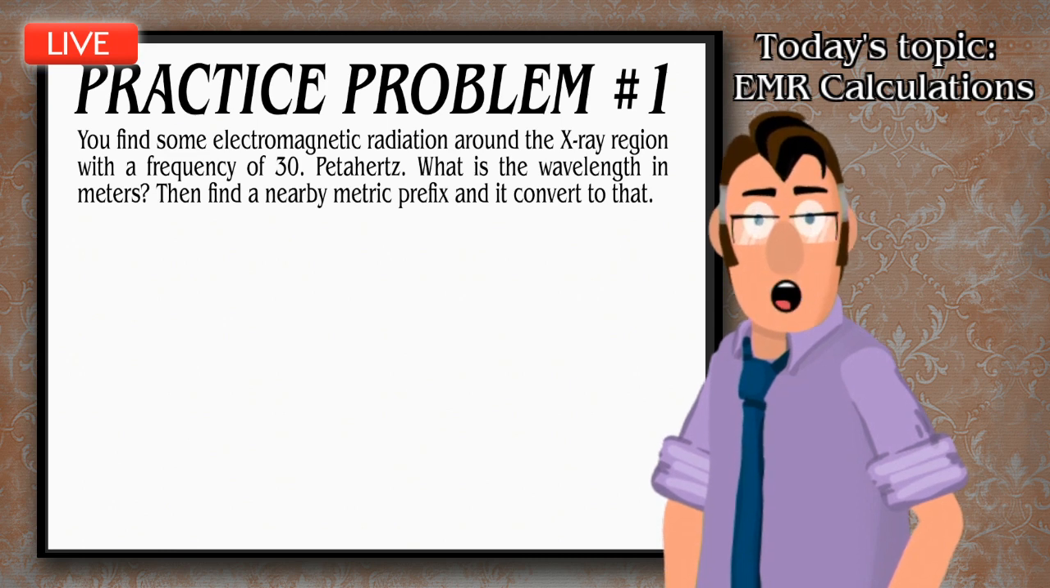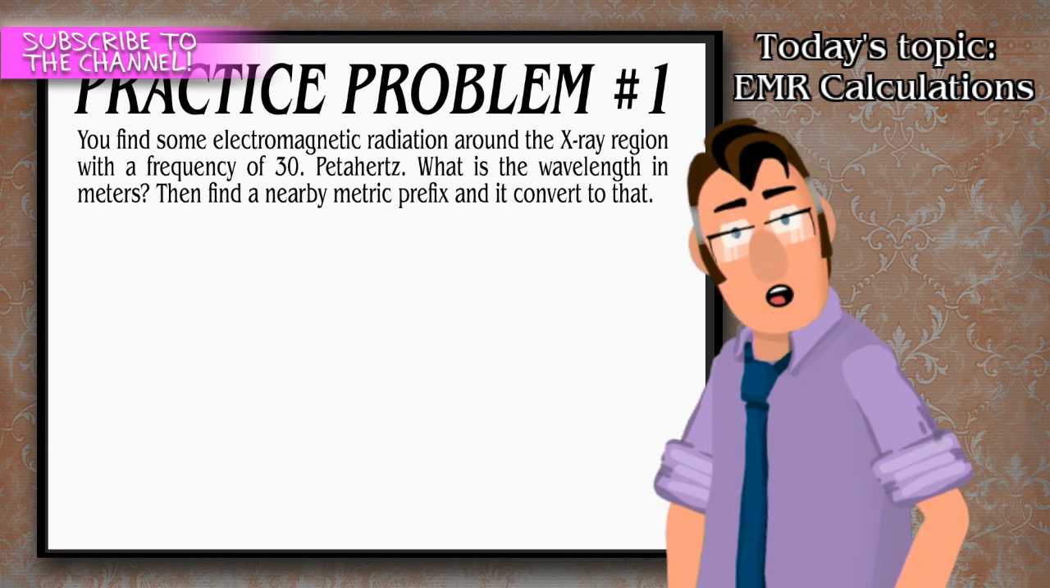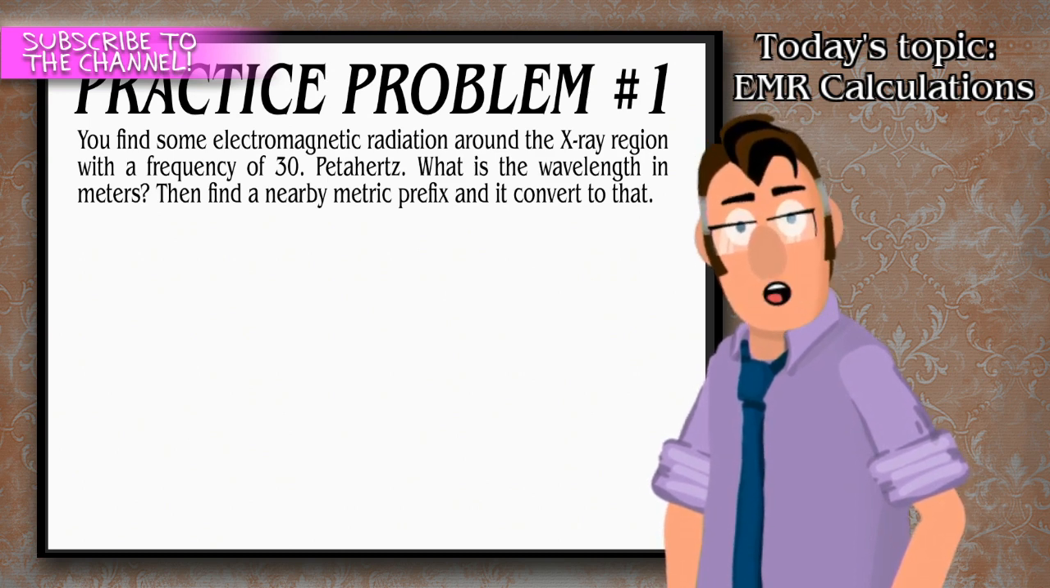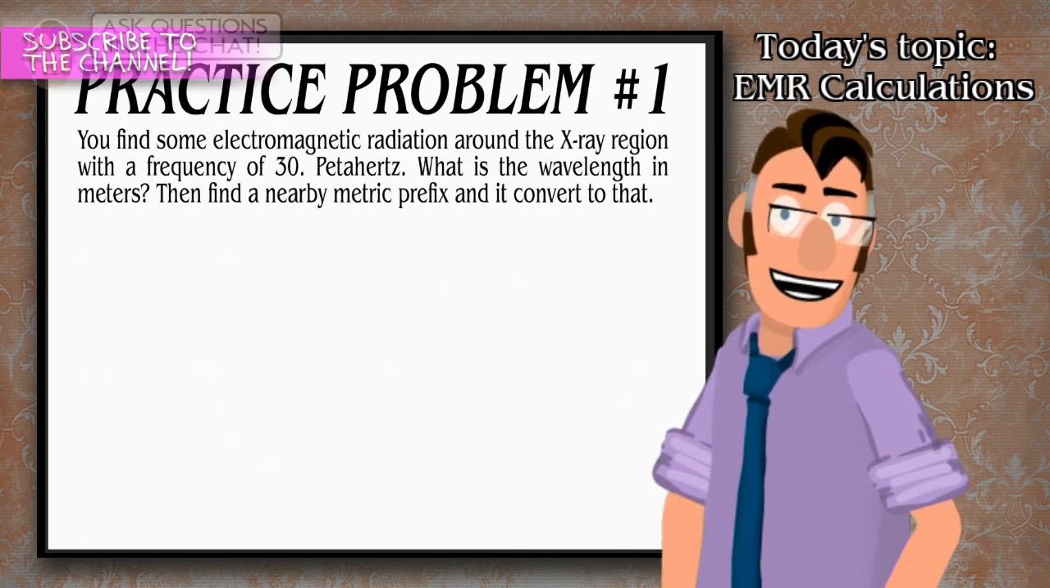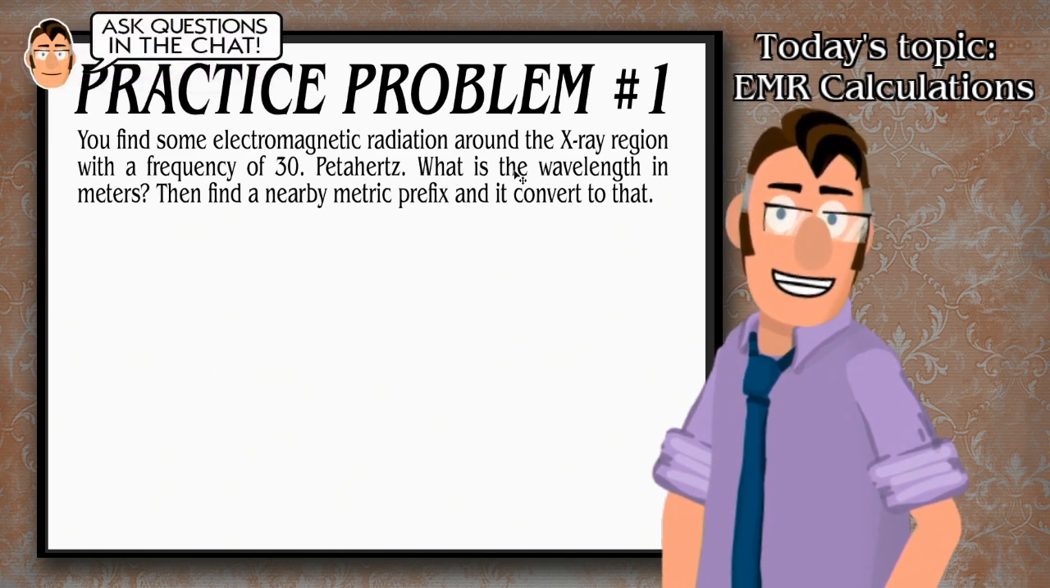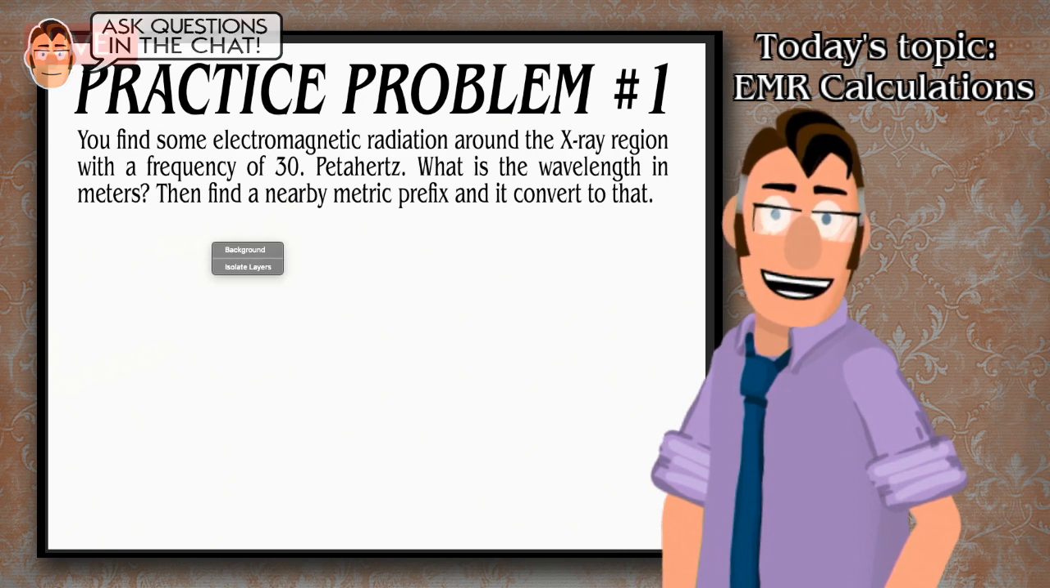You're going to be either given frequency or wavelength, and you're going to be solving for the other. Remember that with electromagnetic radiation, we are always dealing with a constant speed, and that constant speed is the speed of light. And so what we're going to be doing here is going over that stuff. So let's do a problem here.